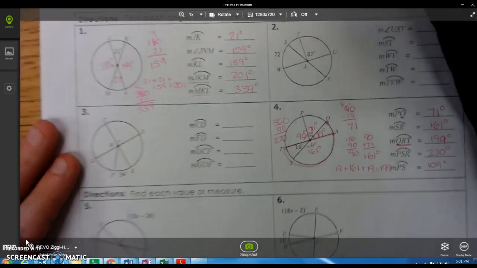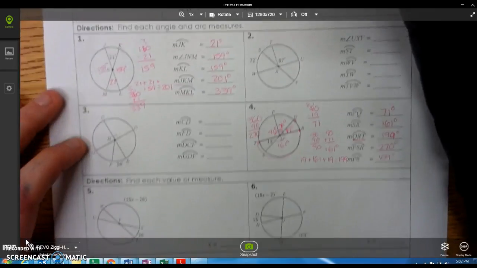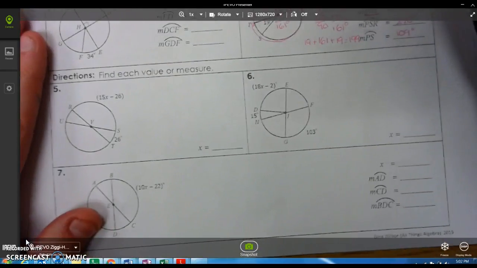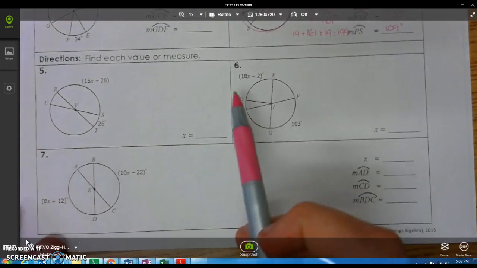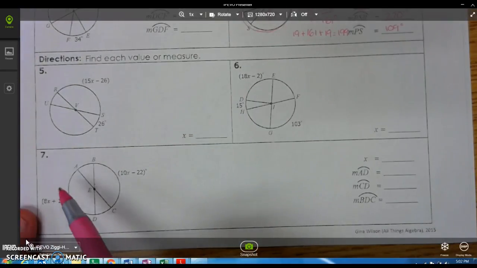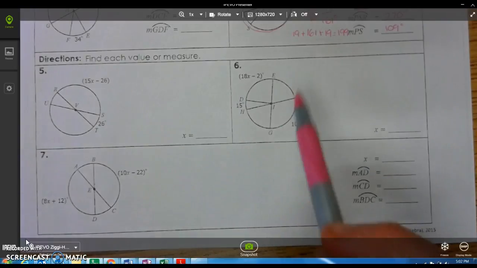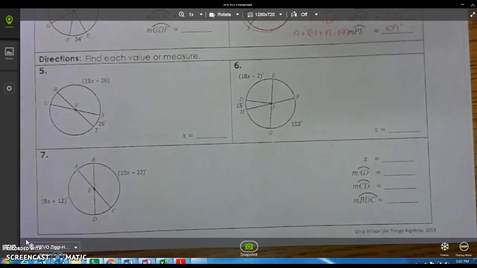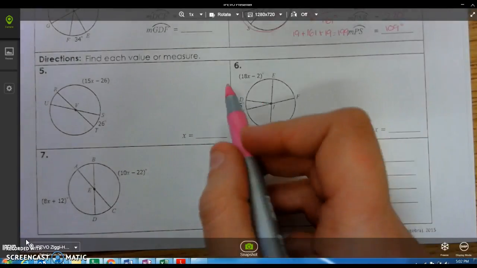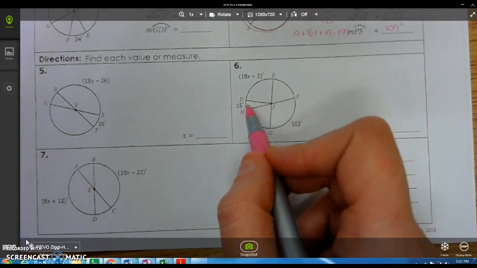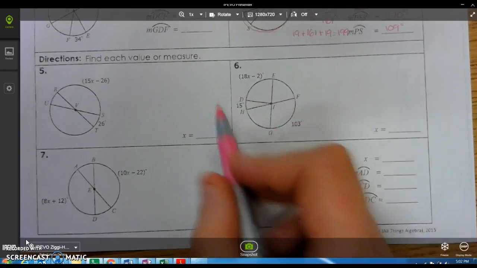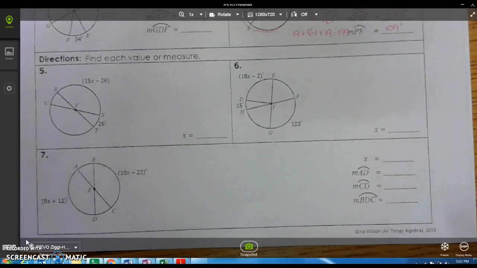Okay, let's go down and try some of the bottom. So you're going to have to do 2 and 3. At the bottom, we have to solve for x, and then on number 7, you're going to have to plug back in. So let's just try number 6. Number 6, they told me this is 103, this is 15, and this is 18x minus 2. And all they asked me for is what is x.